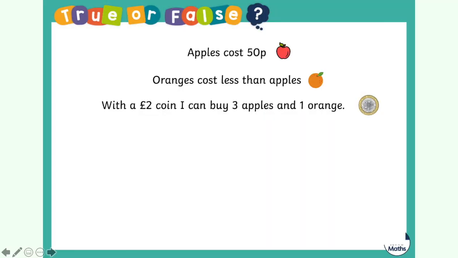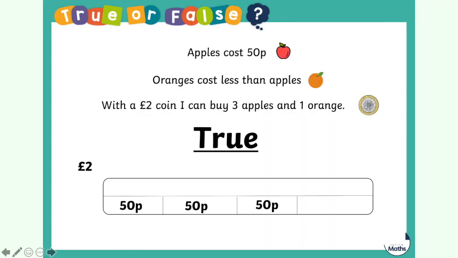Ready to check your answer then? It's true. Let's have a look how we can work this out. So we've got £2 to spend, and we need to know whether we can buy 3 apples and 1 orange. Well, let's start off with the apples because we know how much they cost. And we're being told that we can buy 3 apples. So we've added them in here. 50p, add another 50p, add another 50p. That's how much 3 apples is.